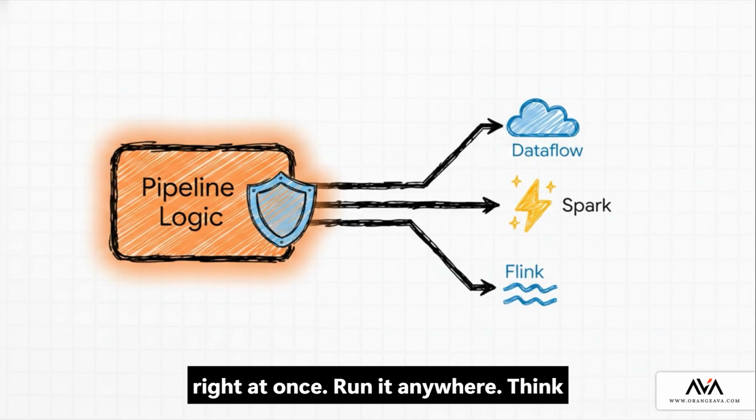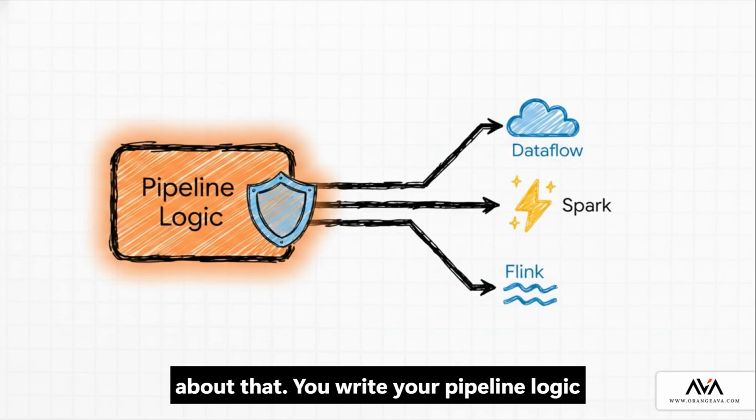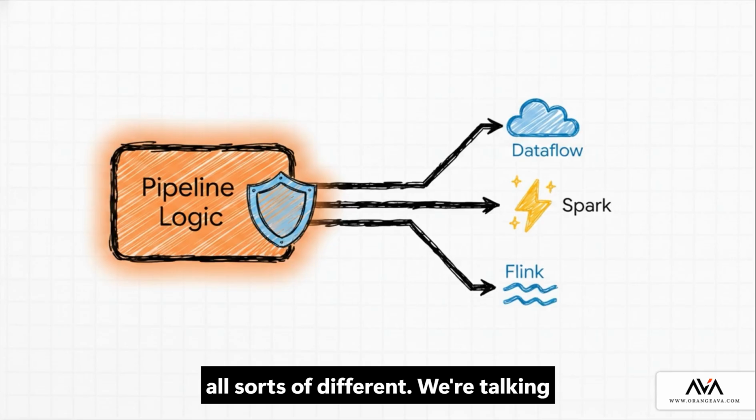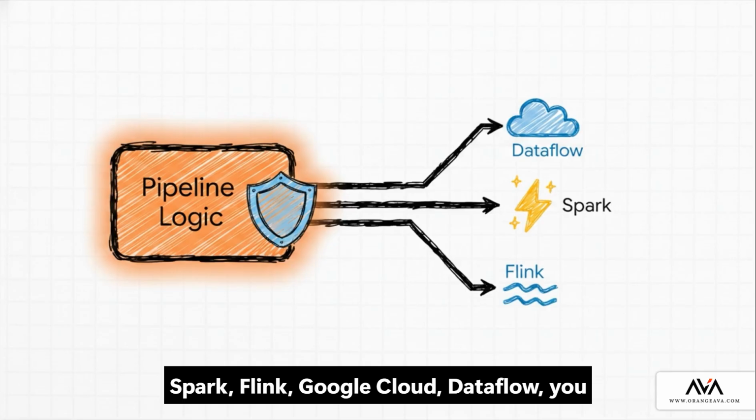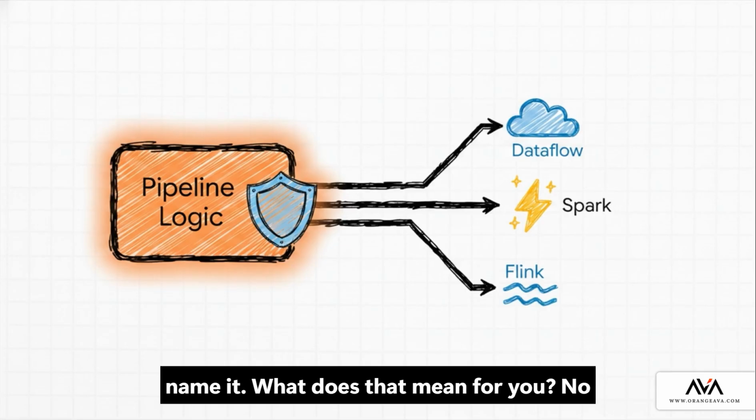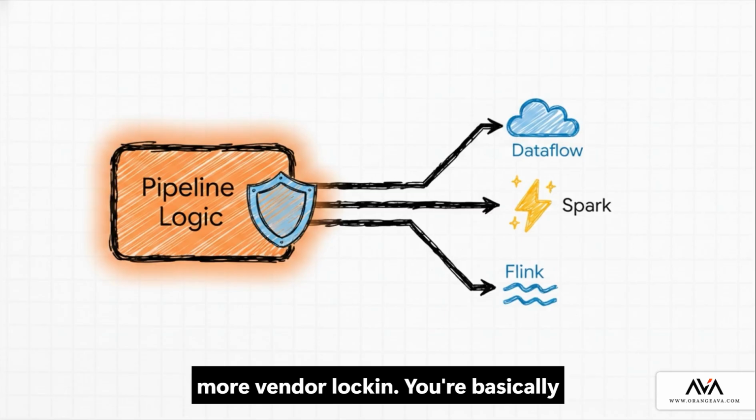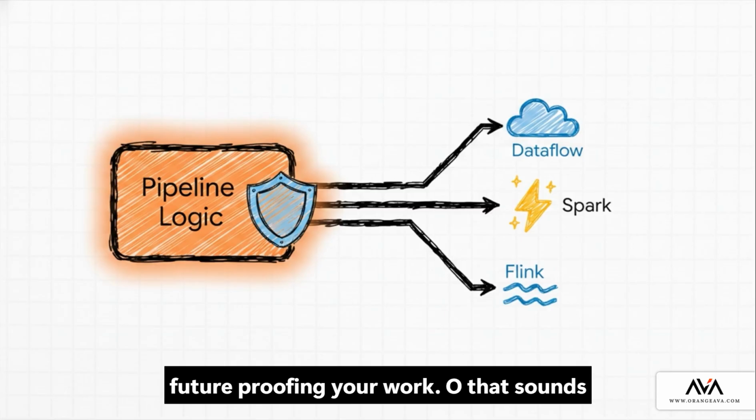Okay, now this is the part that should get every developer excited. The promise is simple. Write it once, run it anywhere. Think about that. You write your pipeline logic just one time, and then you can run it on all sorts of different backends. We're talking Spark, Flink, Google Cloud Dataflow, you name it. What does that mean for you? No more vendor lock-in. You're basically future-proofing your work.